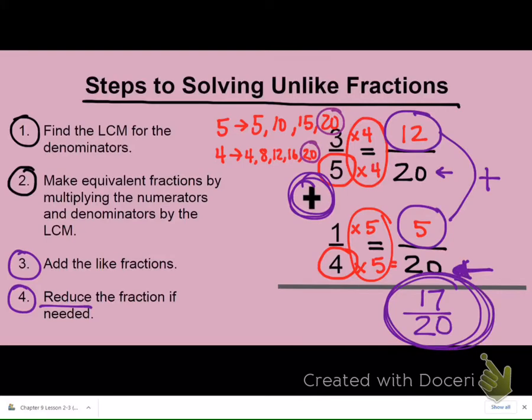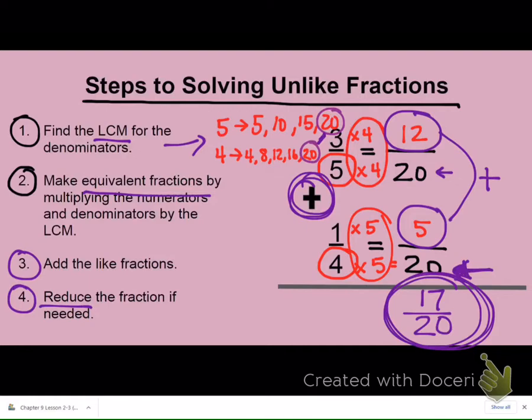So again, step 1, you're finding the LCM. That's what we did here. Number 2, you're making the equivalent fractions. So once we have figured out that the bottom of our new fraction is going to be 20, how do we do that? When we found our LCM, then we go ahead and make those equivalent fractions.